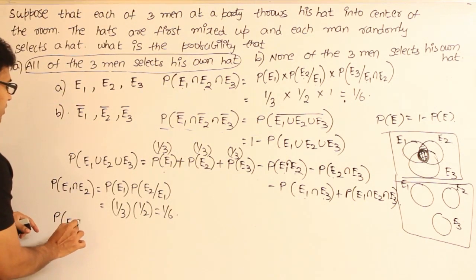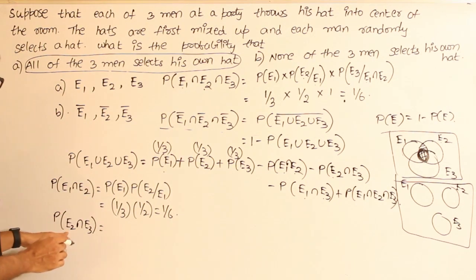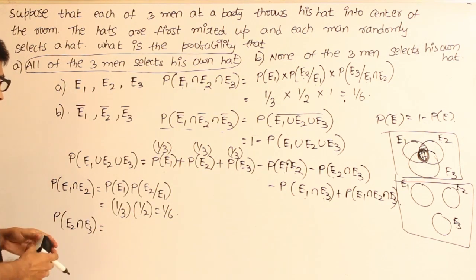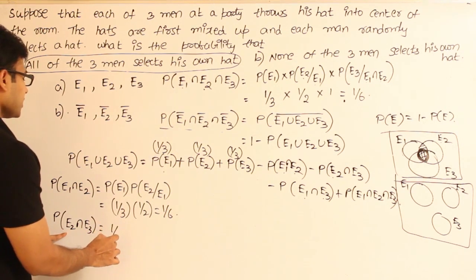P of E2 intersection E3. Now we are not interested about the first one. So now what about the probability? Now assume that second person is picking up the first. So what about the probability that second person will pick up the hat?